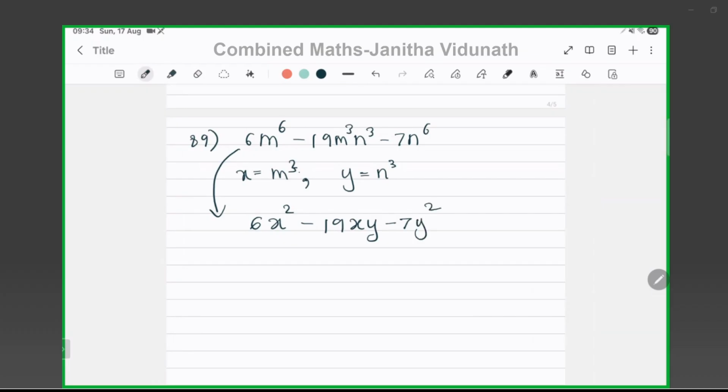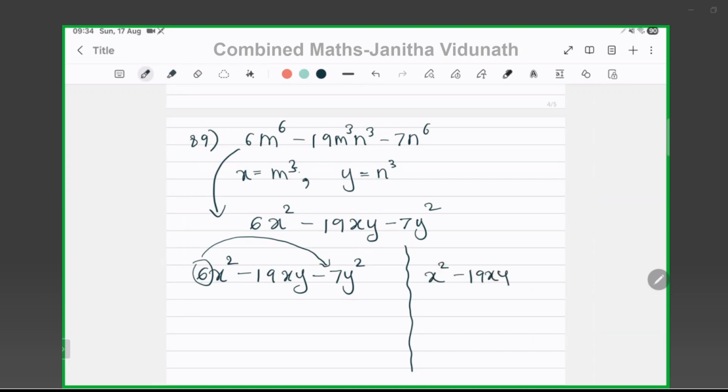Now, we can think of this as a trinomial. We can factorize this using our shortcut method. We can rewrite this as 6x square minus 19 times xy minus 7y square. Then we simply give the coefficient 6 to our constant term. Then we get x square minus 19xy minus 42y square.